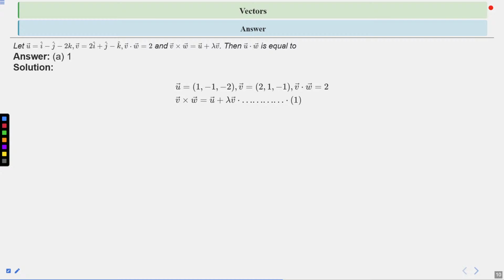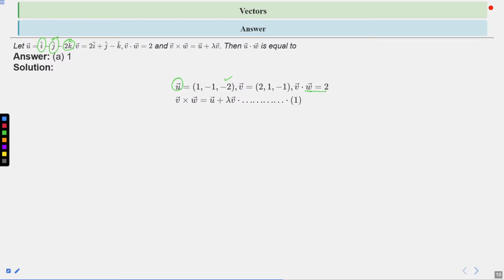So we have a u vector, the coefficient of i cap is 1, coefficient of j cap is -1, and of k cap is 2. So coordinates are 1, -1, -2. Similarly for v vector it is 2, 1, -1. And it is given that v vector dot w vector is equal to 2.